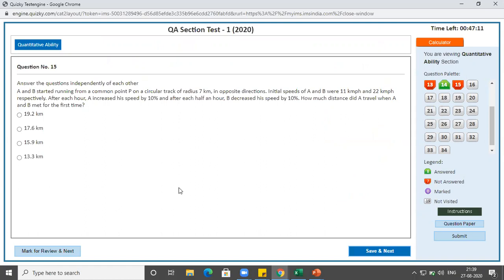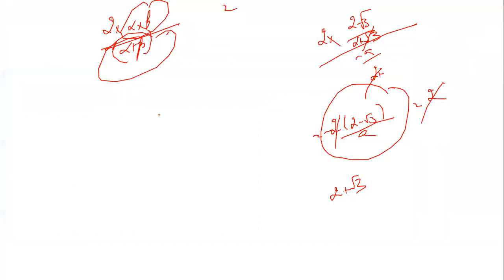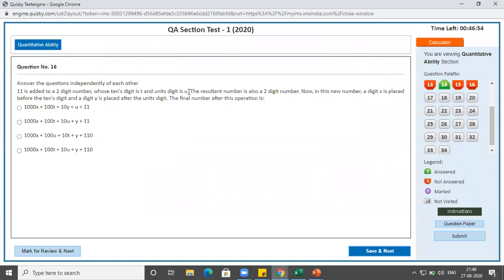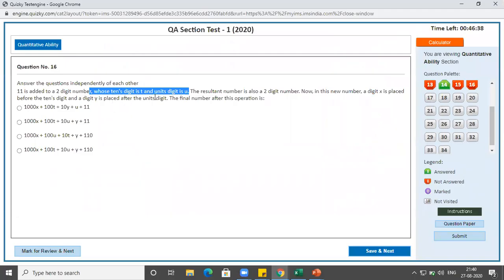AMVs are running on a similar track. Okay, TSD का question has to be round 2 for sure. Answer the question dependent of each other. Okay. 11 is added to a 2-digit number whose 10th digit is T and units digit is U. 11 is added to this. Okay. Number system का question लग रहा है मेरे को so far. The resultant number is also a 2-digit number. Okay. Now in this new number, a digit X is placed before the 10th digit. Okay. So whatever this value is going to be T plus X, then A, and a digit Y is placed after the units digit.